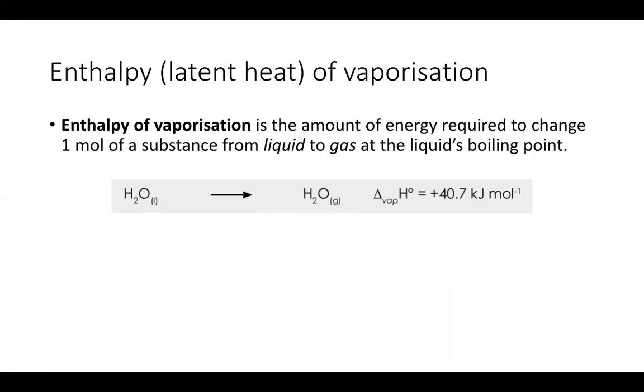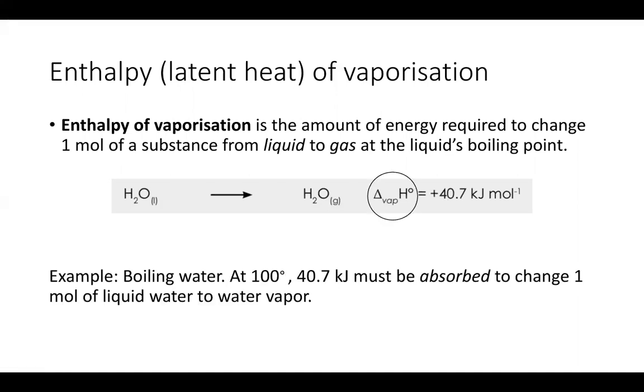Enthalpy of vaporization is similar. It's the amount of energy that we are required to put in the system to change a mole of a substance from a liquid to a gas at that liquid's boiling point. So another easy example is we have our liquid water becoming gaseous water, or water vapor, and we use the symbol delta vap H, the enthalpy of vaporization, being 40.7 kilojoules per mole. So at 100 degrees, that means 40.7 kilojoules must be absorbed to change 1 mole of liquid water to water vapor.